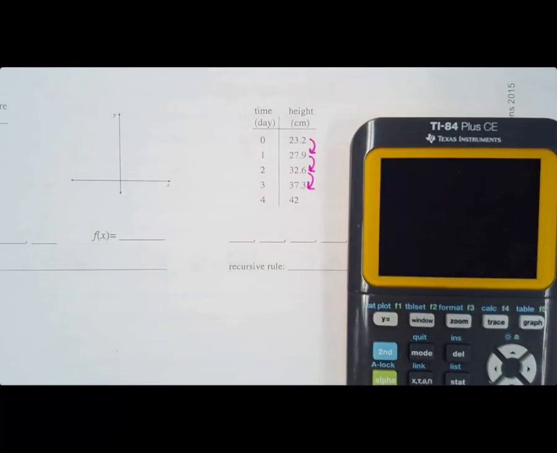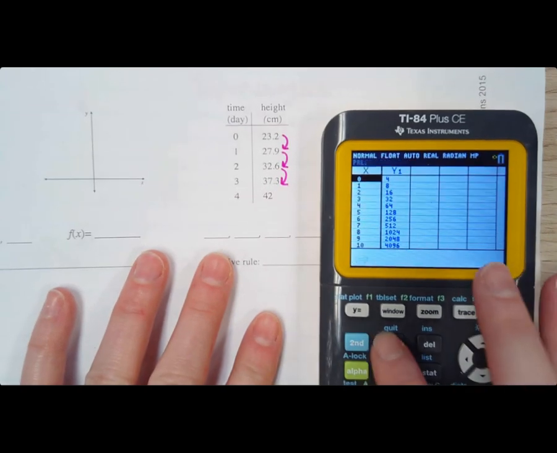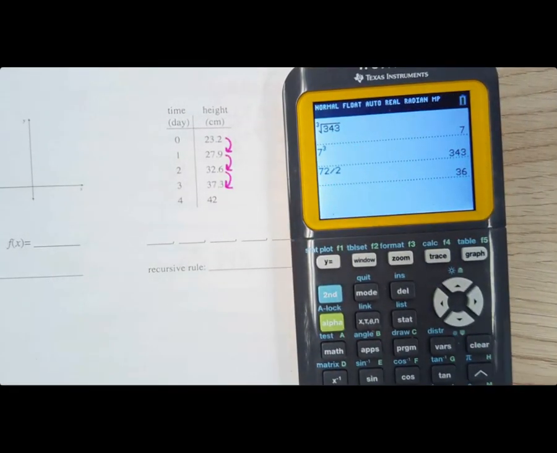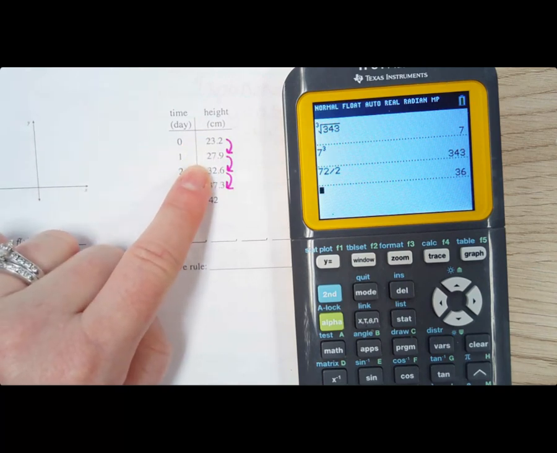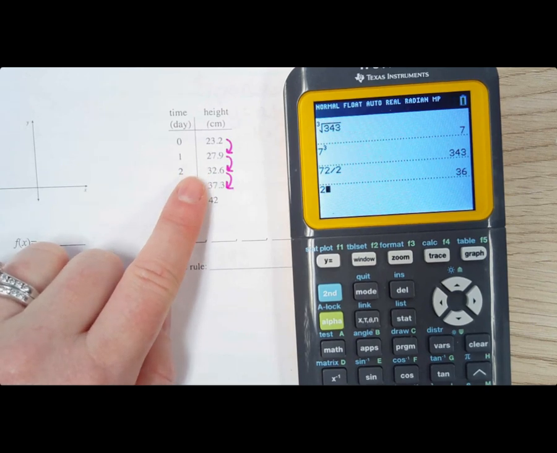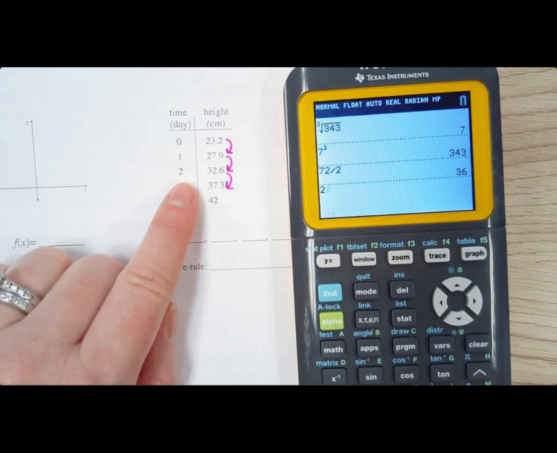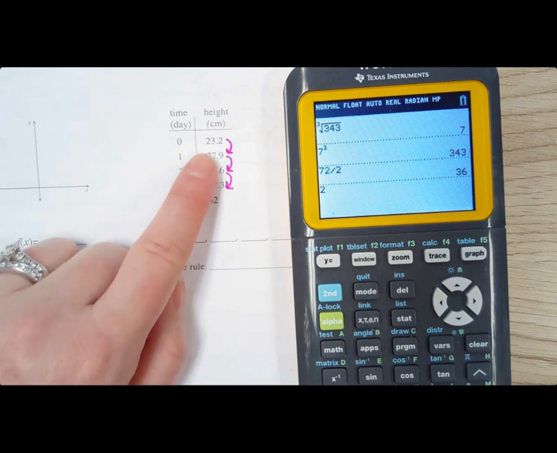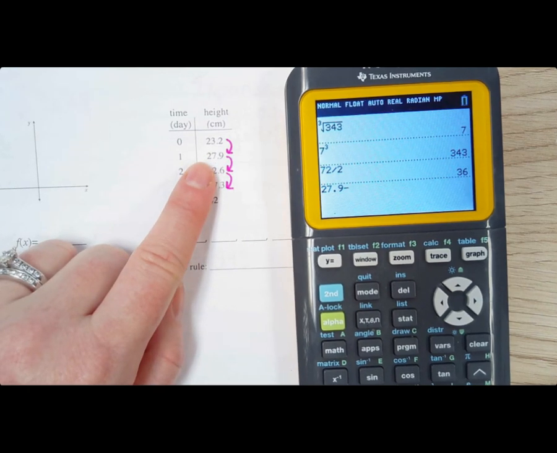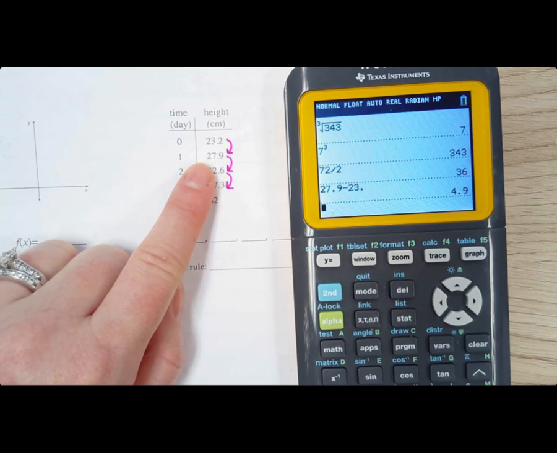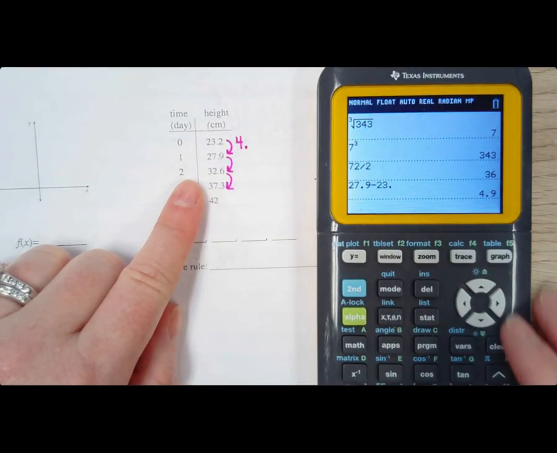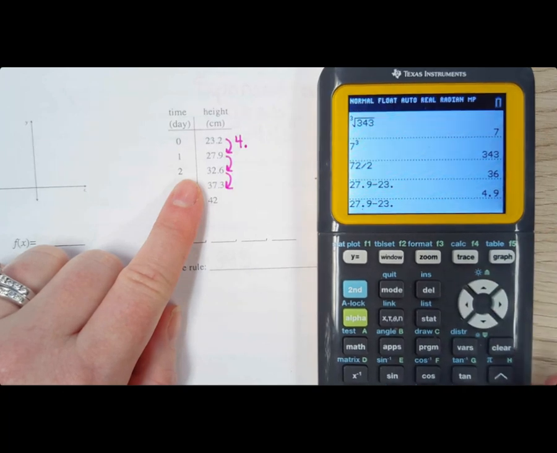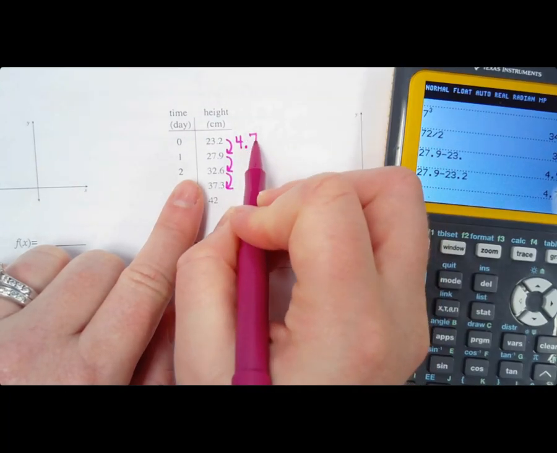I'm going to use my calculator. How can I find the change? What operation can I do to find out how far apart they are? What'd you say? Yeah, subtraction. So which one do I subtract? Which one do I say first? 27.9 minus 23.2, there we go. 4.7.